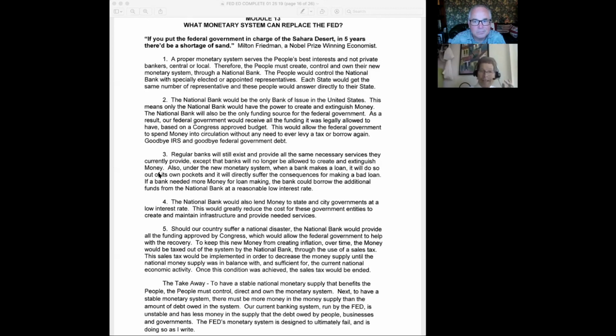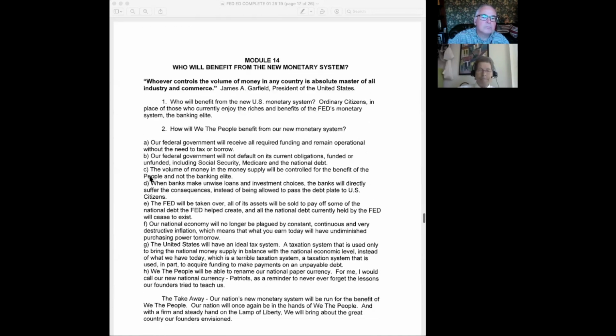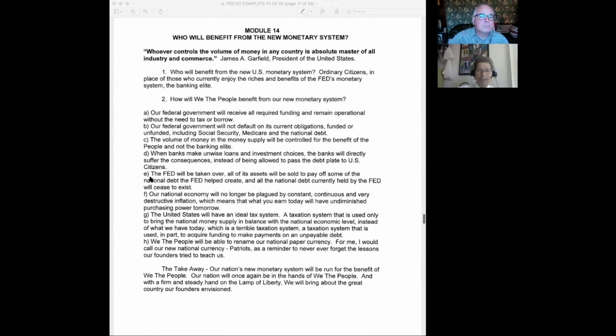So that's Module 13. So we move on to Module 14. And actually, some of this I think I already covered in our chat, which is who will benefit from the new monetary system. Well, when the people have control of the supply, the creation and extinguishment of the money, people will benefit. I got two really neat quotes here, or one, and I'm going to add to another.